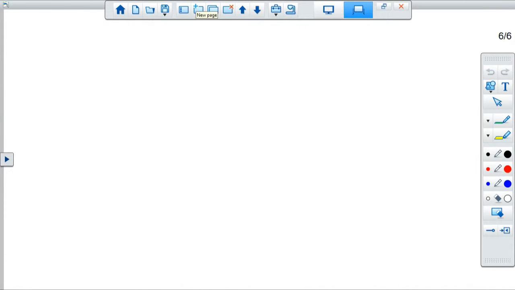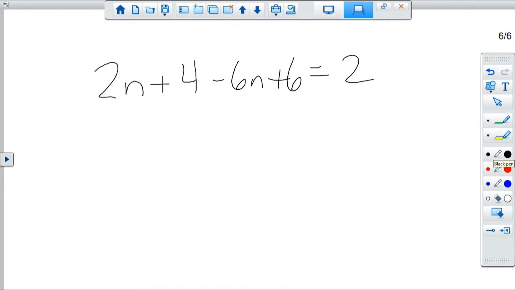All right, so we've looked at solving two-step equations, so we're just going to add a layer to that and look at situations where we have equations where we have to do some simplifying first. Okay, so just as an example, let's say we had something like 2n plus 4 minus 6n plus 6 is equal to 2. Okay, so we've got 4 terms on the left side, and we want to be able to get that down to 2 terms so we can go through our steps for two-step equations.